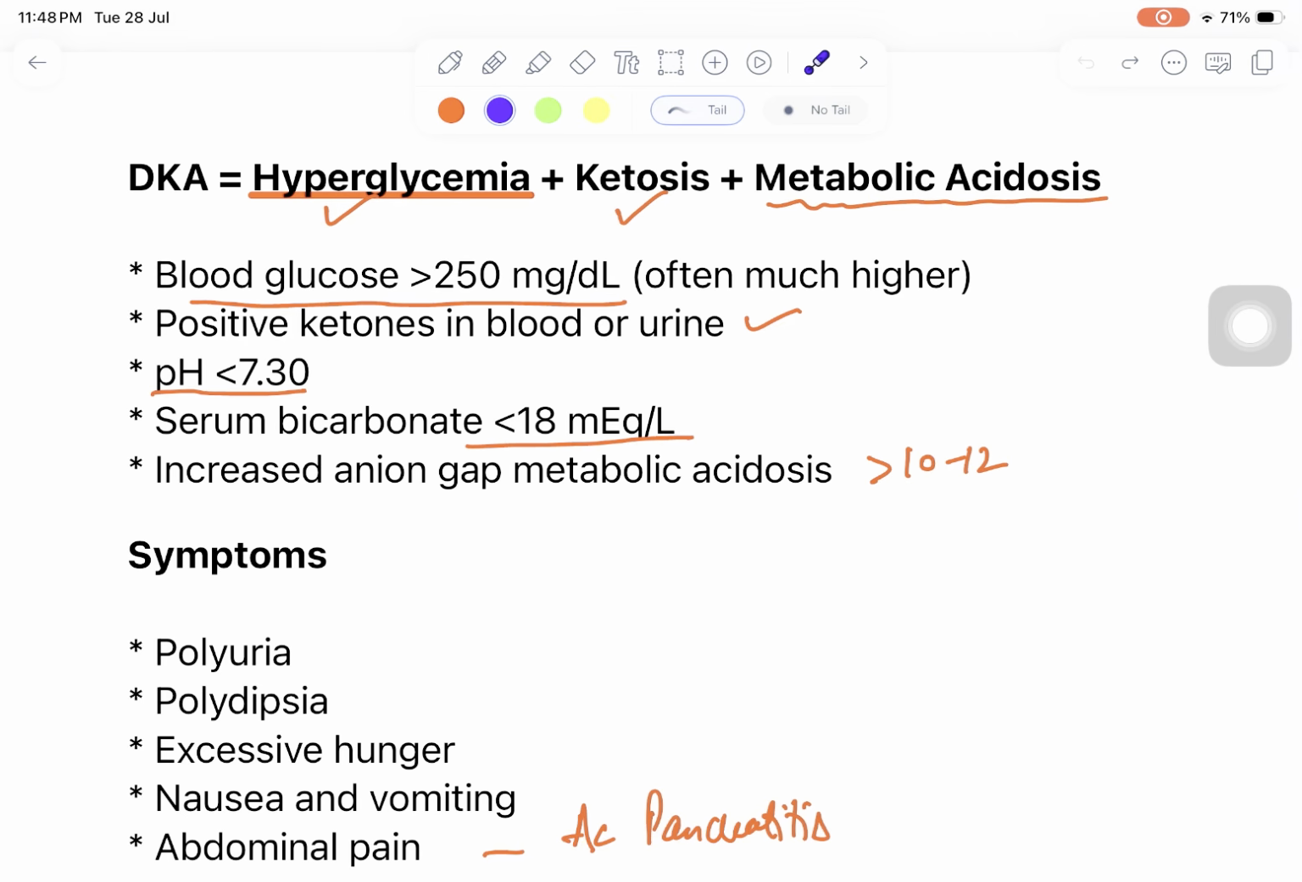So starting with diabetic ketoacidosis. Diabetic ketoacidosis is a cause of metabolic acidosis. It is found in type 1 diabetes mellitus. I always tell my students three things. So there is hyperglycemia, glucose is more than 250.